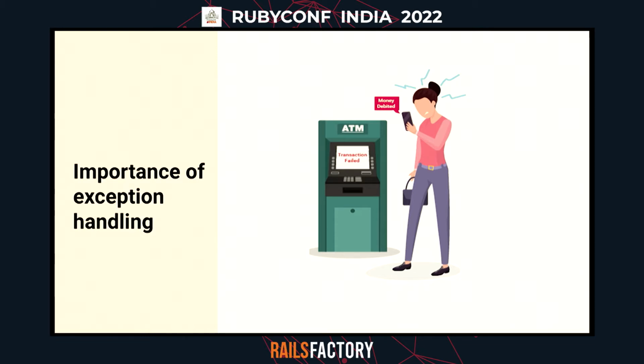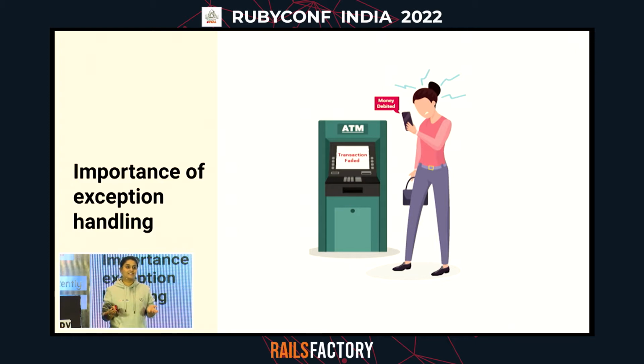So, let's take an example of an ATM machine. When you go to an ATM to withdraw money, you expect to get the money, right? But what if the transaction failed? Money got debited from your account, but you didn't receive any money. It's scary, right? Why has this scenario occurred? This is because of poor exception handling. Whatever may be the reason for the failure, a robust program should have a good exception handling technique in place.